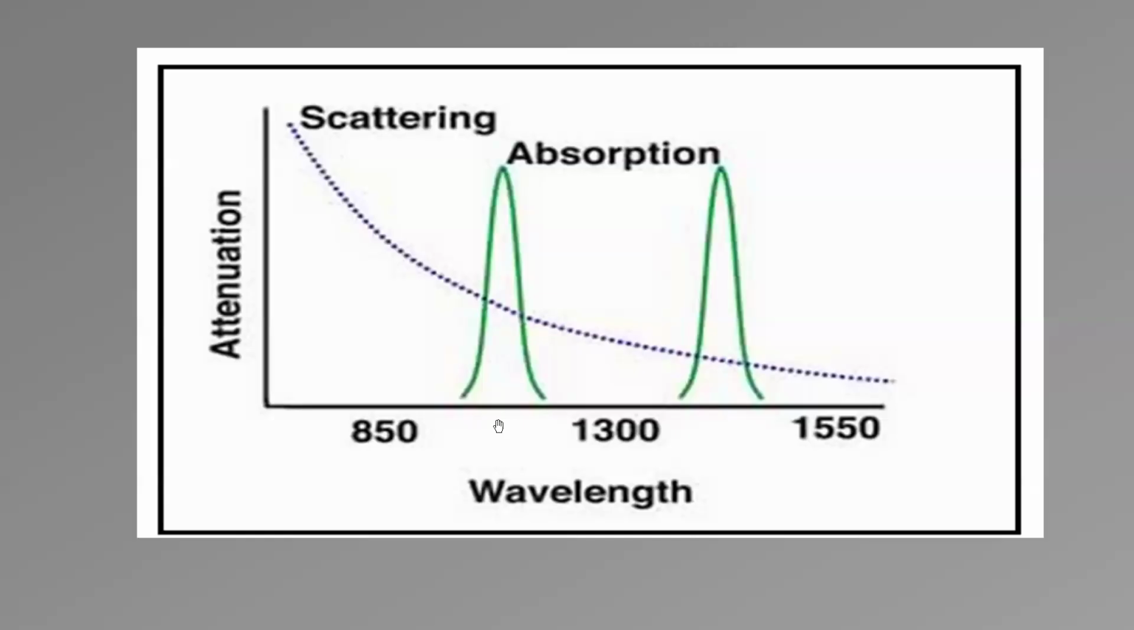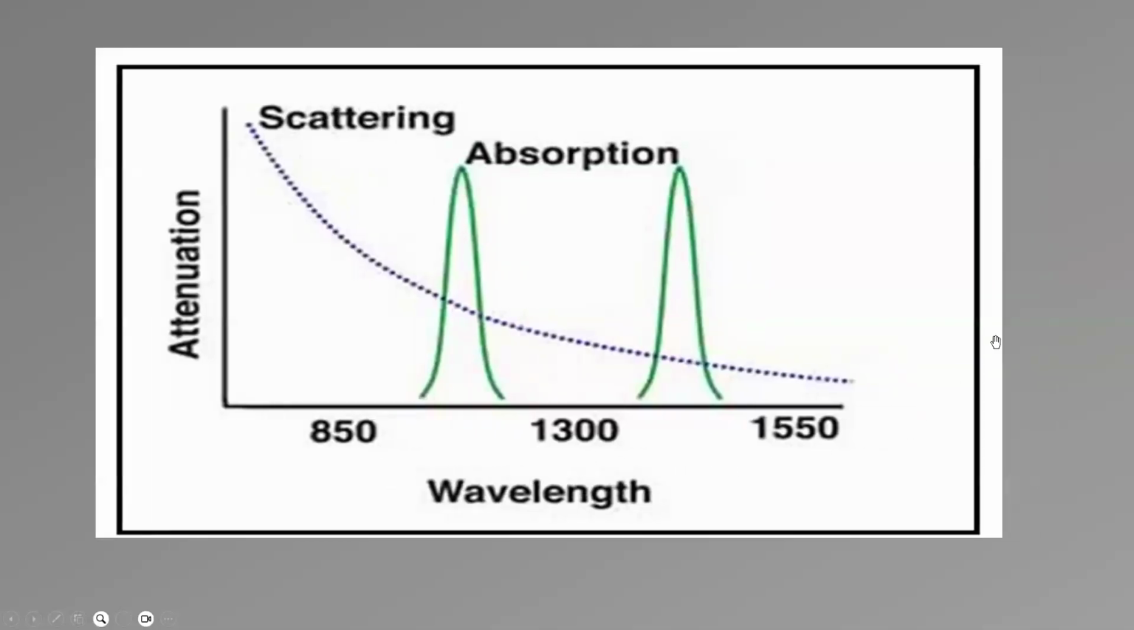Particles. So that's why these here, this one and that one, are called water bands. Because the water absorbs these wavelengths. Light will not go to the other end with the absorption being this high. So that's why we can't just use anywhere as far as the typical transmission wavelengths. 850, 1300, 1550 are the typical wavelengths for fiber optic transmission.